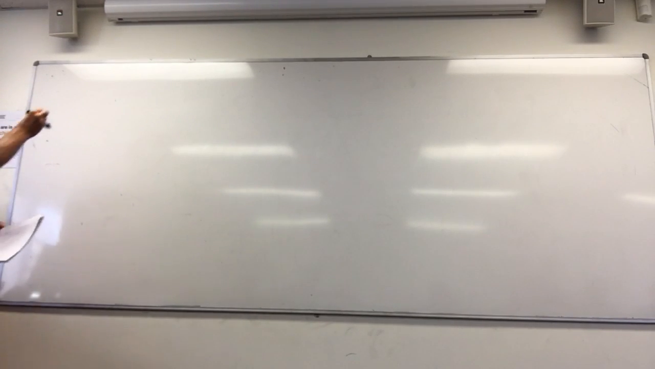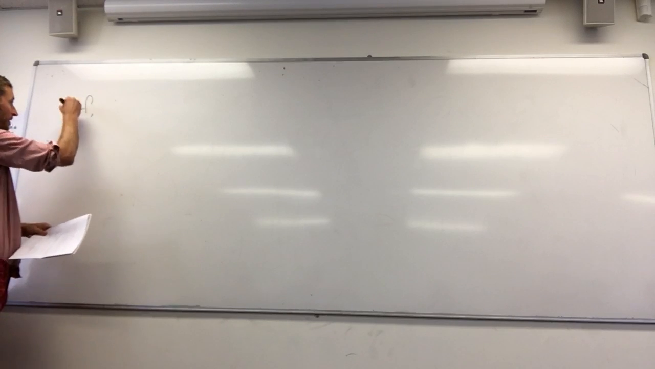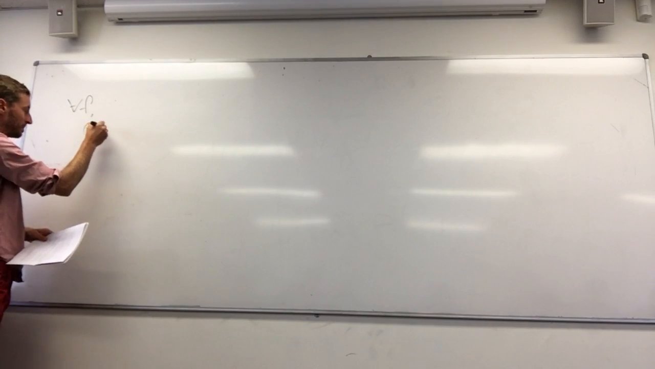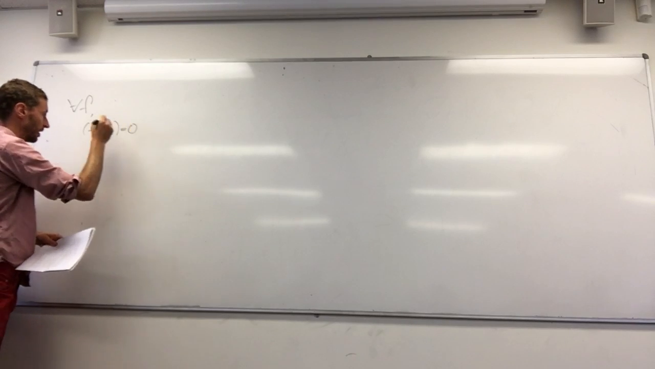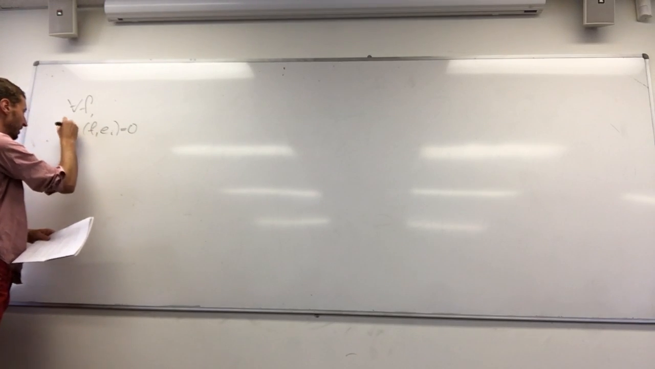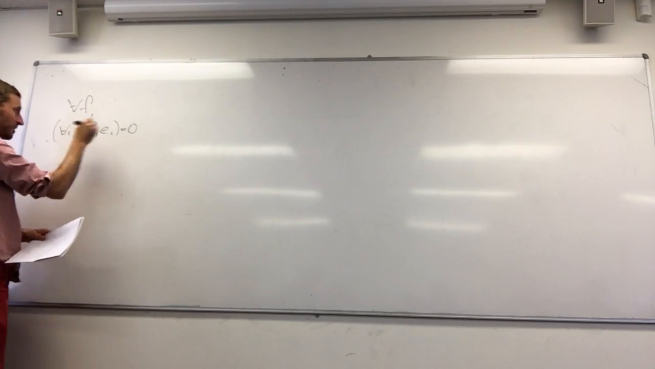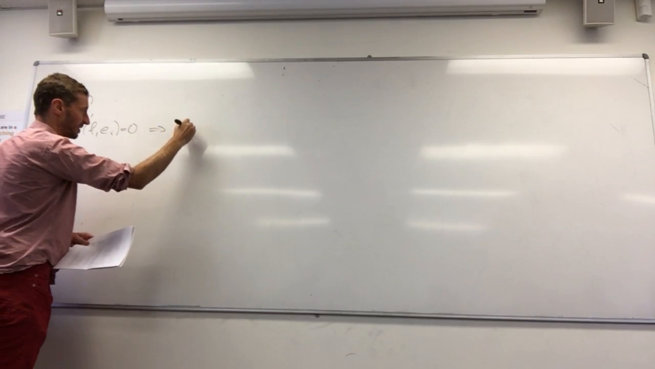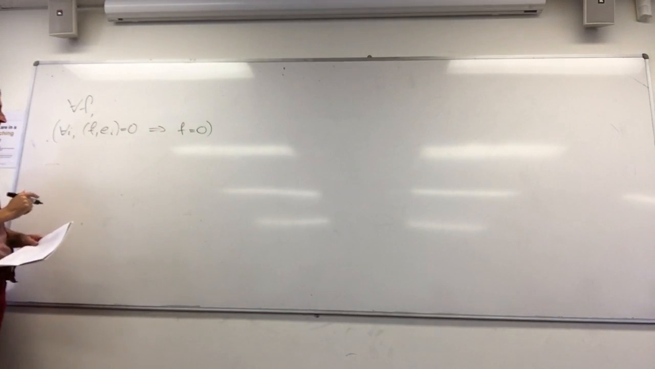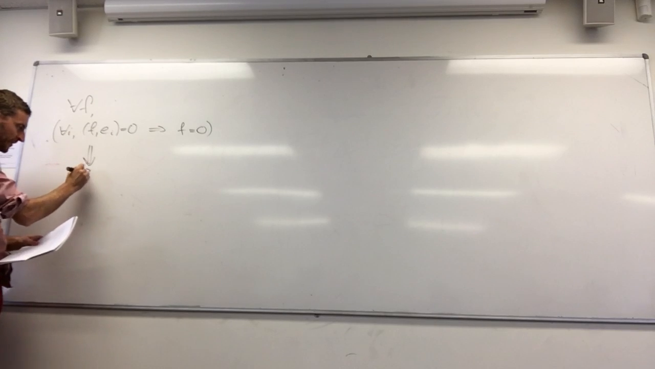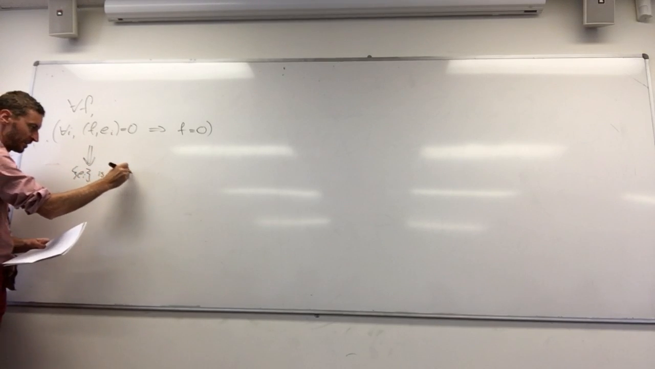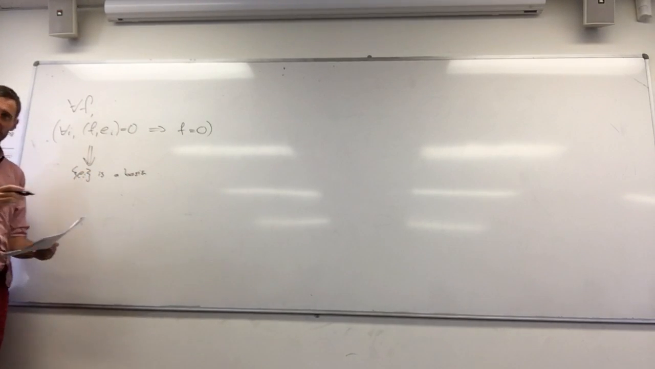If the inner product of some vector with everything in that basis is zero, then that vector is going to be zero. So for all f, if the inner product of f with e_i equals zero for all i, that implies f equals zero, then that whole statement tells you that e_i is a basis. Okay, what was the actual definition?